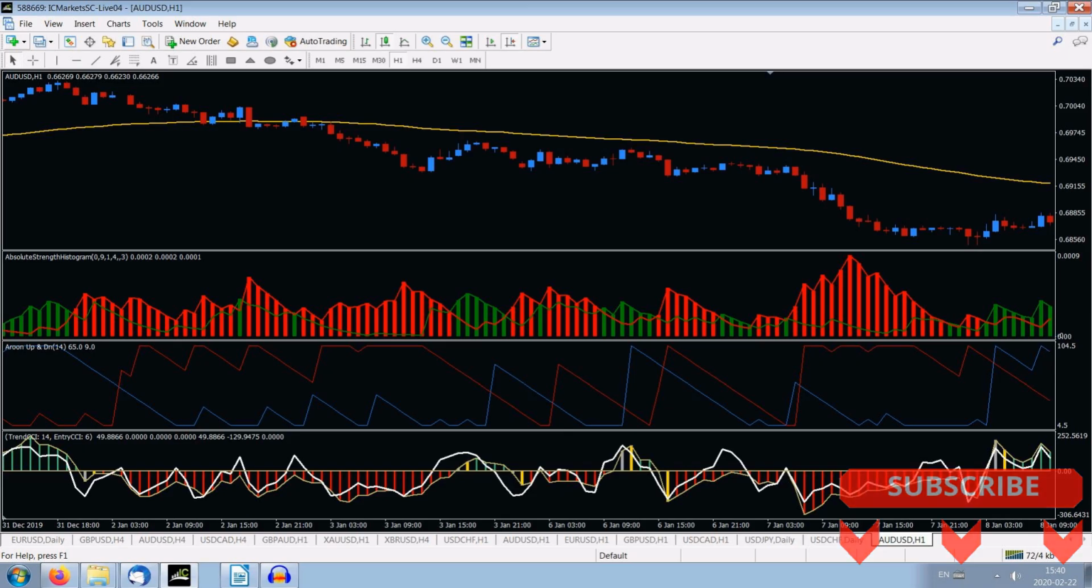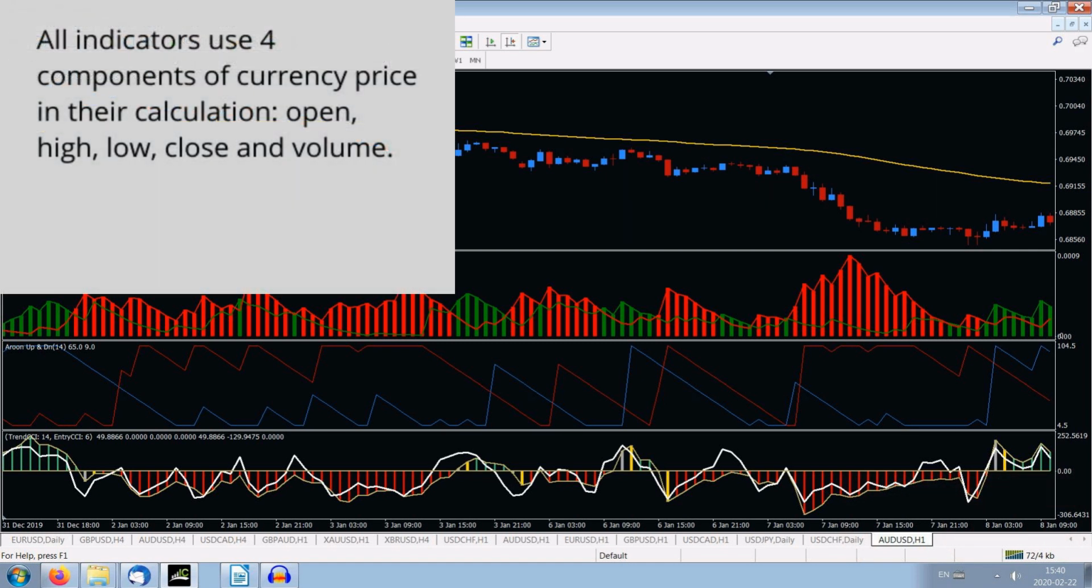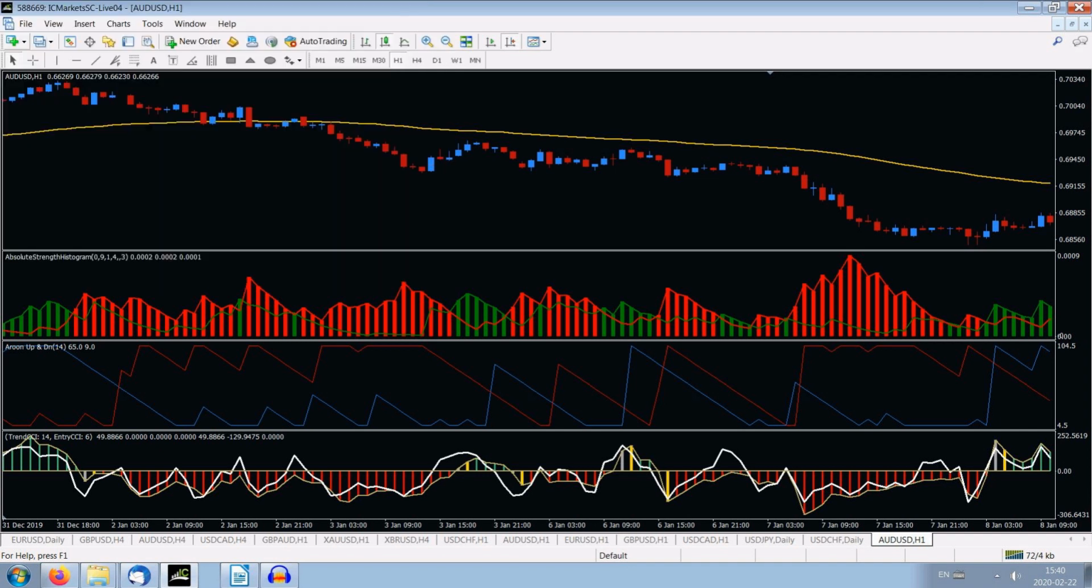There are different types of trading indicators. The main similarity between technical analysis indicators is that all of them use 4 components of currency price in their calculation. I mean, there is an open, high, low, close, and volume. That's what compounds any indicator for technical analysis. So the small number of variables has produced hundreds or even thousands of trading indicators.